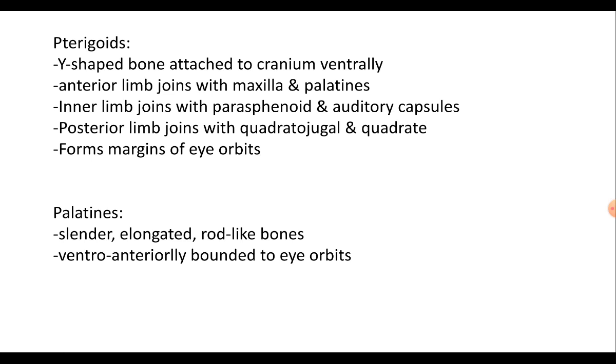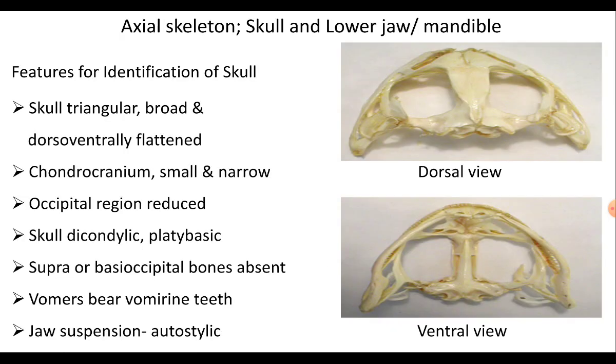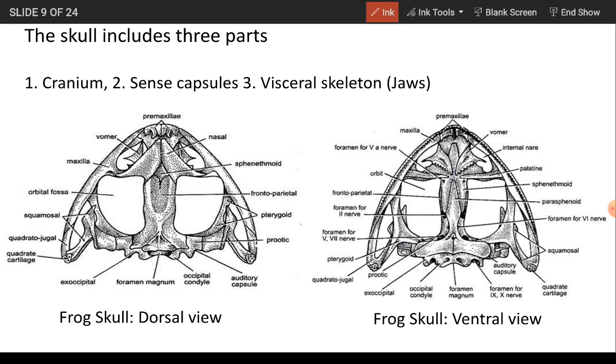Coming to the palatine bones. For this also you have to look at the ventral view of the skull. The palatine bones are these, where they are elongated, slender, delicate and rod-like bones, and they are bounded transversely on the ventral anterior side of each orbit.